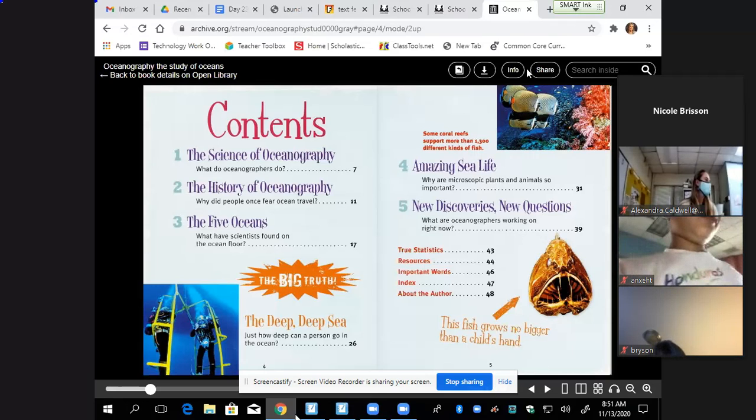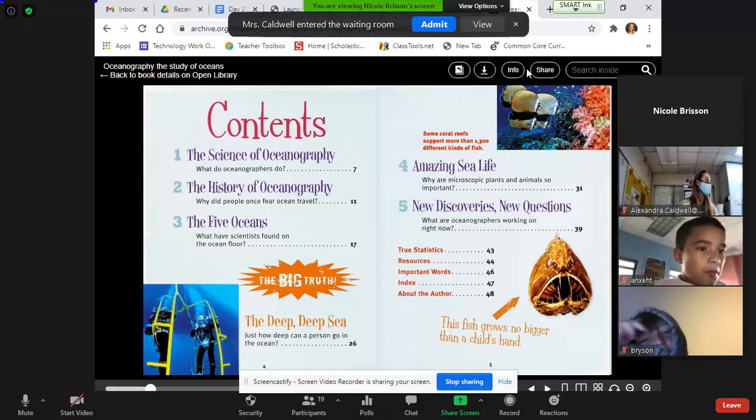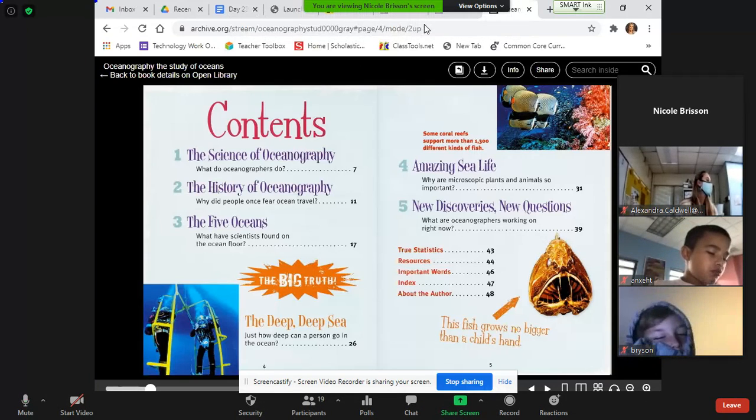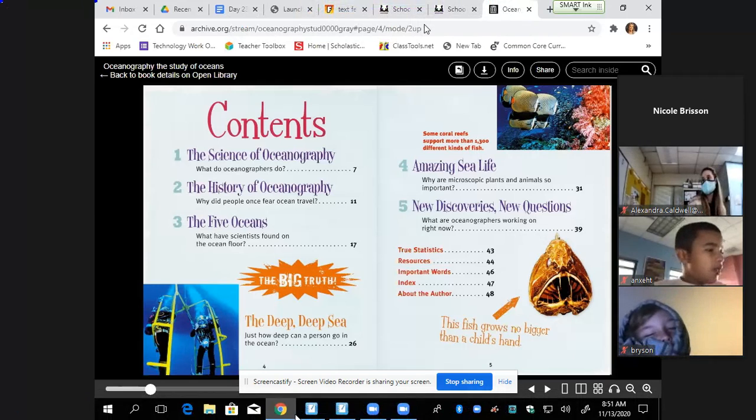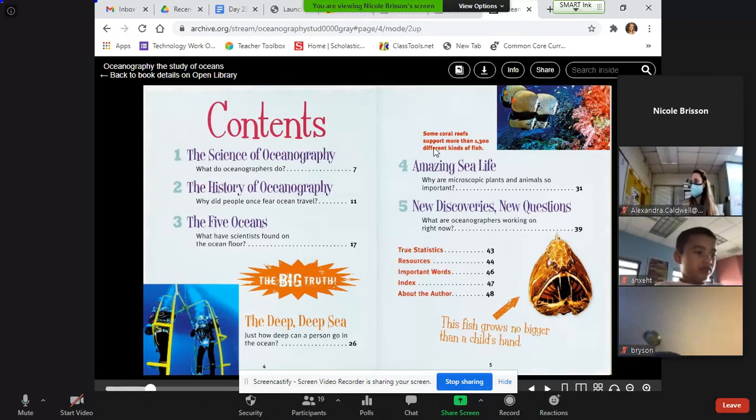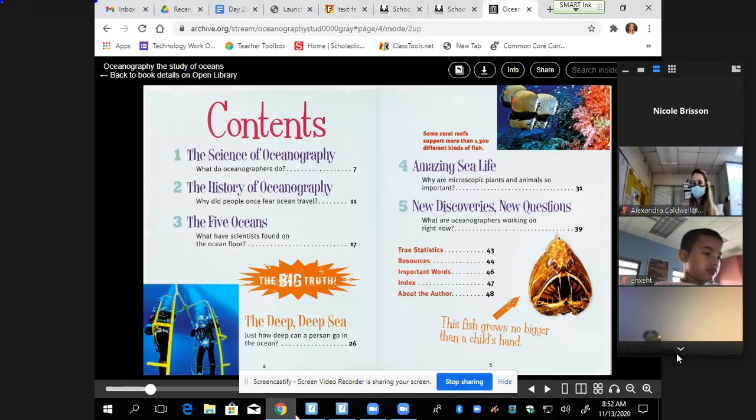Chapter 1 is the science of oceanography. Chapter 2 is the history of oceanography. Chapter 4 is amazing sea life. It shows all the chapters you're going to be reading, and it tells you something else really important on the right side. Juan, what else does it tell me? It tells me the chapter title and what?